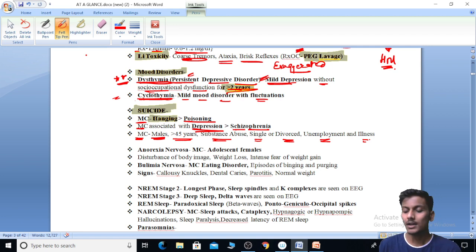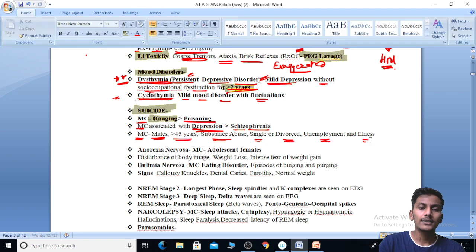So please remember, the most common suicide method is hanging, followed by poisoning. Most common disease associated with suicide is depression, followed by schizophrenia. It is more commonly seen in males more than 45 years of age group, right? Important one.